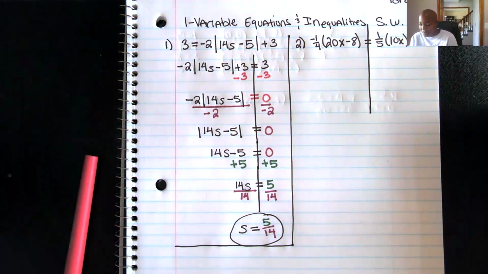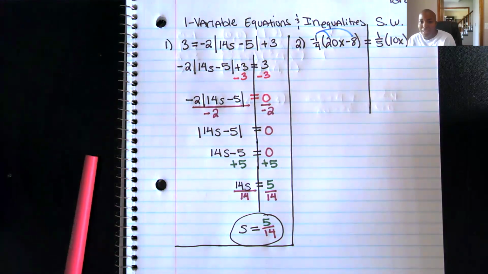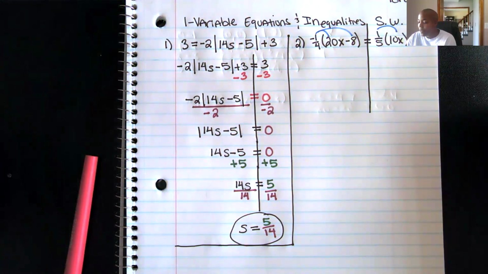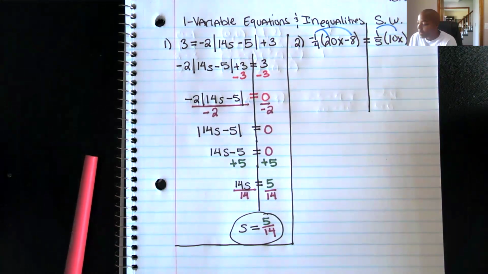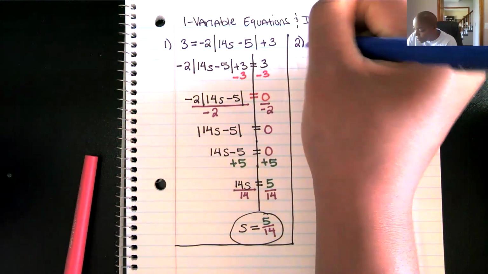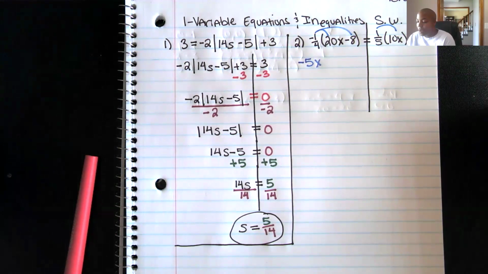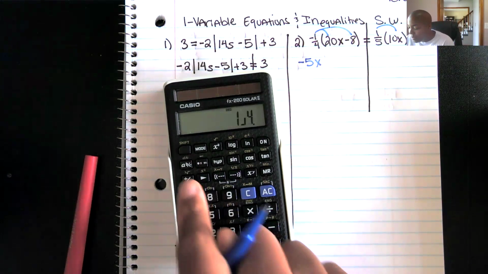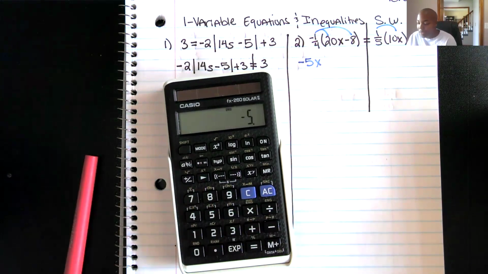All right, step 1 is we're going to do the distributive property. I'm going to distribute this -1/4 to everything inside the parenthesis and this 1/5 to everything inside the parenthesis. So first let's do that. -1/4 times 20x is -5x. And if you need, you can always use a calculator. So 1/4, make it negative, times 20, -5.